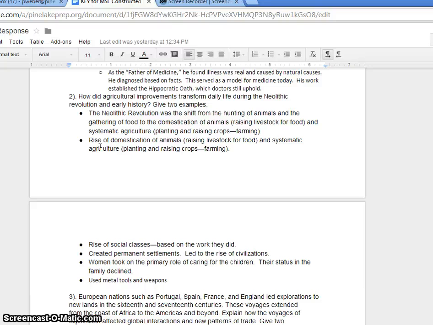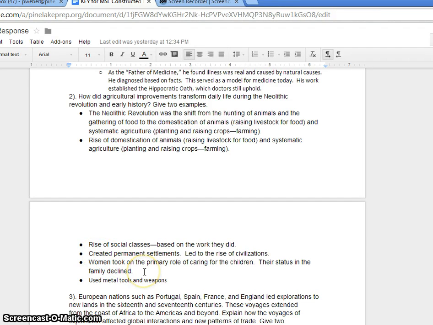And then also we see systematic agriculture, which means that they were able to plant crops and harvest them in farming. So first of all, we talked about what it was, but next, how did this transform daily life? Some of the changes, we see this caused the rise of social classes because people's class was now based on what they did. Next, we see that people could now settle permanently, so this led to the rise of civilizations. They no longer had to wander.